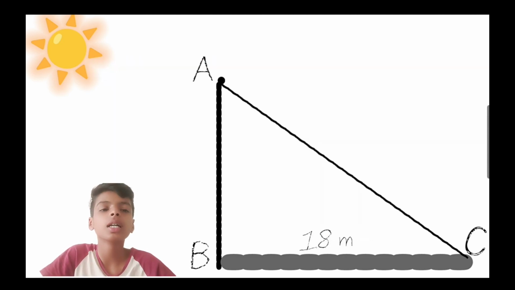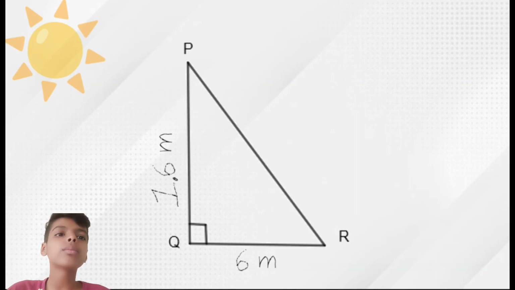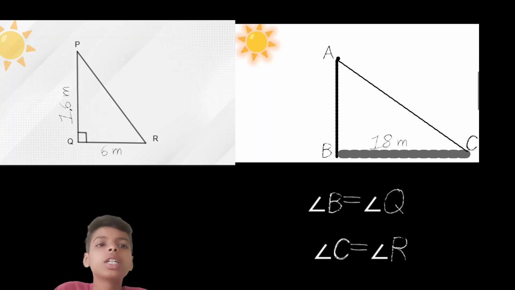After the measurement, the length of BC is 18 meters. At the same time, my 1.6 meter tall friend casts a shadow of 6 meters. As we compare both triangles, we get that two angles are equal.